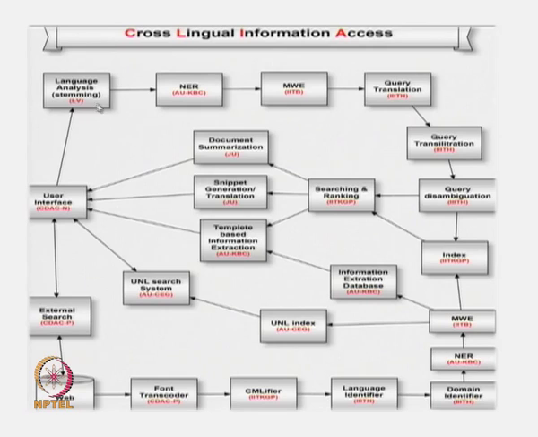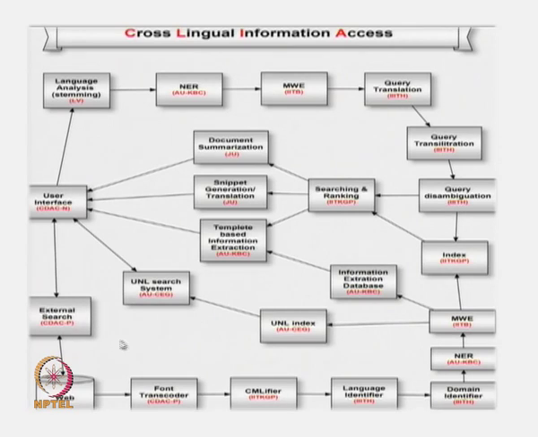So, this particular path of language analysis, NER, MWE, query translation, query transliteration, query disambiguation, indexing, index accessing, searching, document summarization, snippet template, and then giving it to the user, these are online processing, and they are done with respect to the query that is presented by the user.